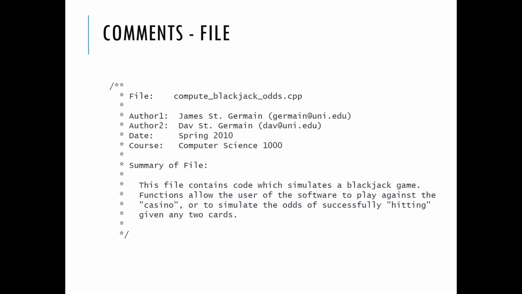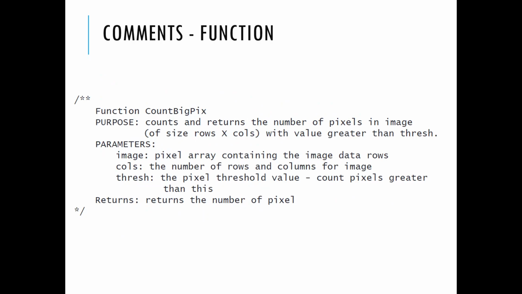So hopefully I have another example. There you go. Here's a good function comment. Here's the name of the function, count big pics, what's its purpose, what's going in. I have an image, number of columns, and a threshold for the number of pixels. What it returns, what are the possible ranges of values, what kind of data it's returning.